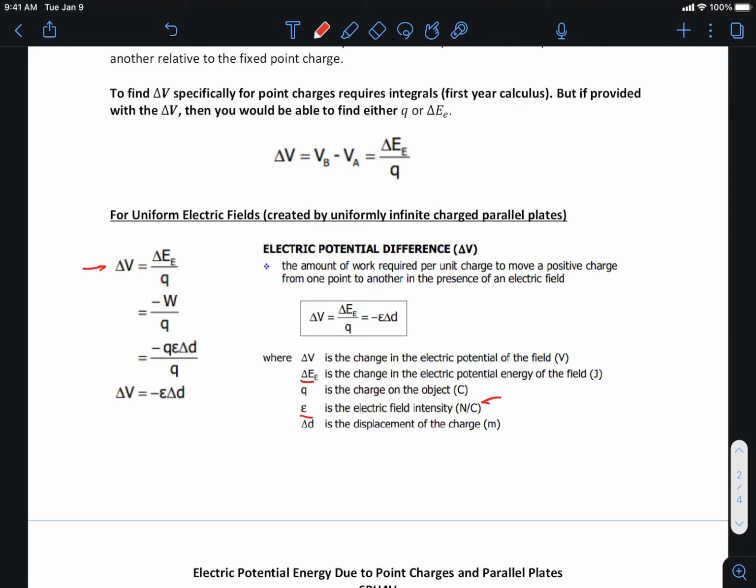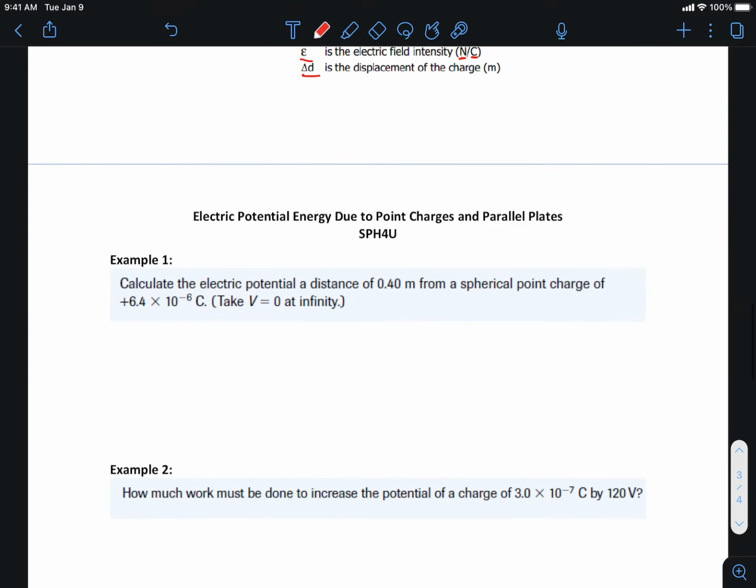And we're actually feeling a force here now, because in the units we're seeing a Newton per coulomb. It's almost like a force. And delta d is the displacement. So we can use this equation, and we'll see it in context down here a little bit, as to where we could use it.